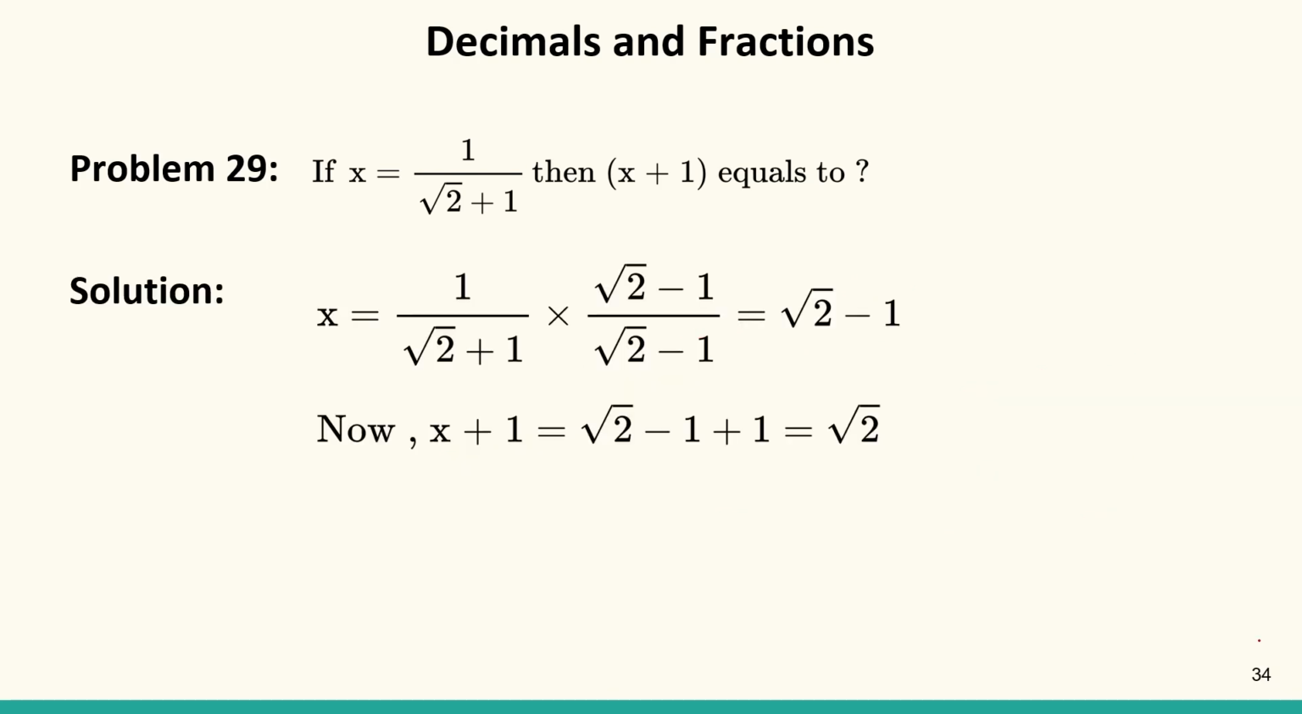answer. Okay, so let's see. Here you can see that if x is equal to this, then x plus 1 is nothing but equal to this one here. Okay, they made the denominator square free as we did. Okay, and what we got was root 2.